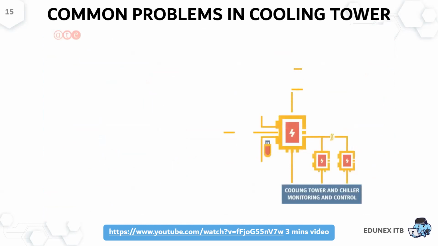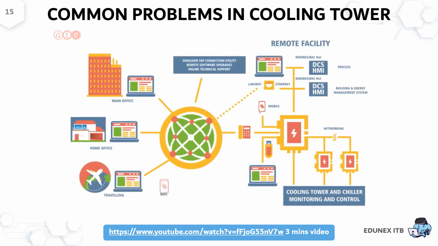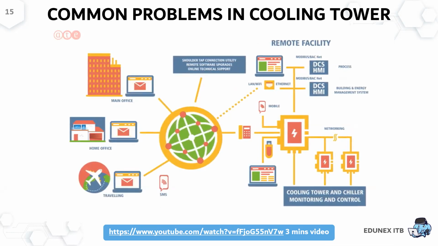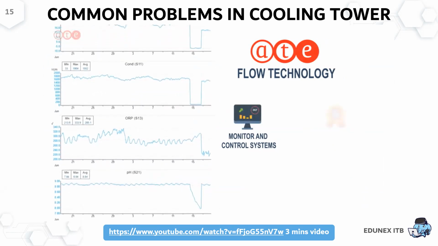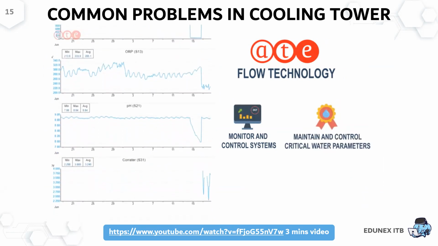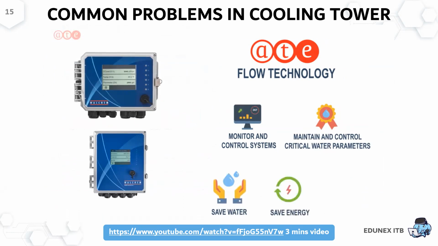WallChem controllers can be accessed anytime, anywhere through a web interface, and users can get alerts by SMS, email or localized routers. ATE's flow technology will help you monitor and control all system parameters 24/7 with on-screen graphs and web monitoring. Maintain and control critical water parameters that lead to corrosion, scaling and biofouling. Save water by precise control on cycle of concentration. Save energy by keeping the heat exchanging surface clean and clear from scale and fouling.